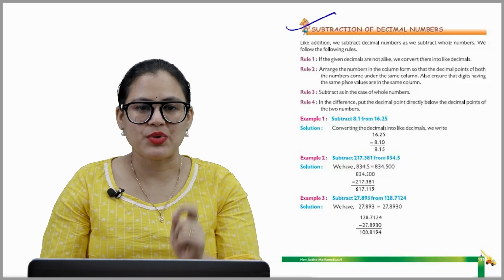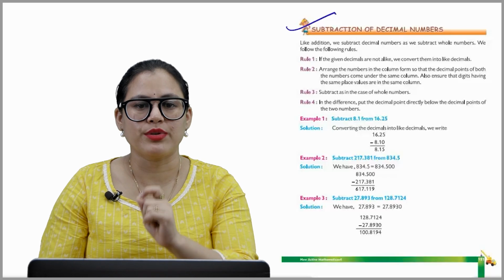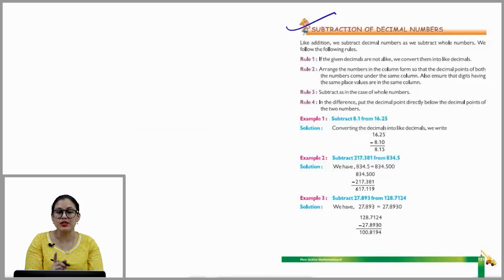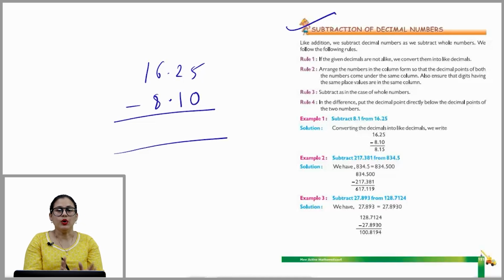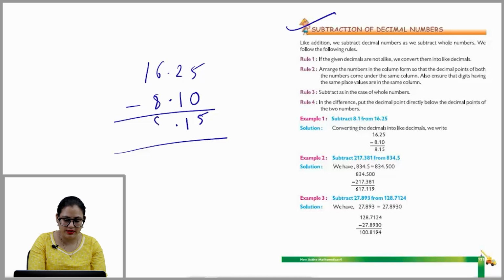Okay, example. Subtract 8.1 from 16.25. Converting the decimals into like decimals, we have to subtract 8.1 from 16.25. Okay. For 8.1, we'll put 0 here and then subtract. Always remember, you have to put the decimal point directly below the decimal points of the two numbers, right? Now to subtract, 5 minus 0 is 5, 2 minus 1 is 1, decimal, 16 minus 8 is 8. So 8.15 is the answer. Similarly, we will subtract these examples also, okay?